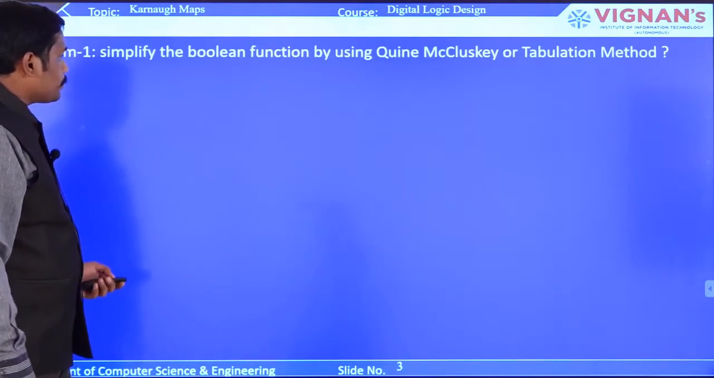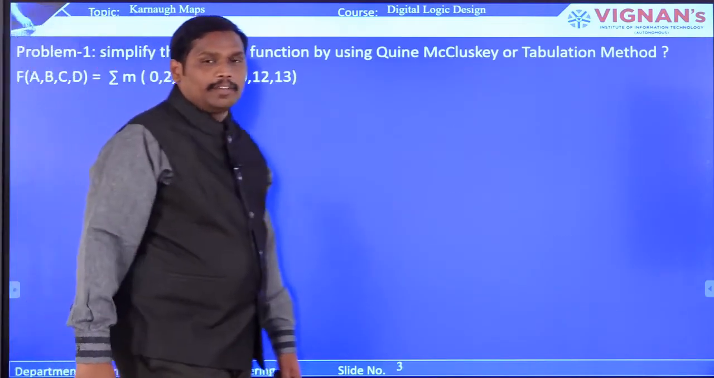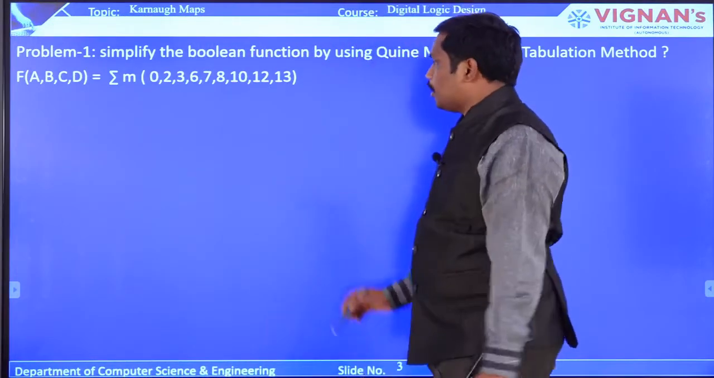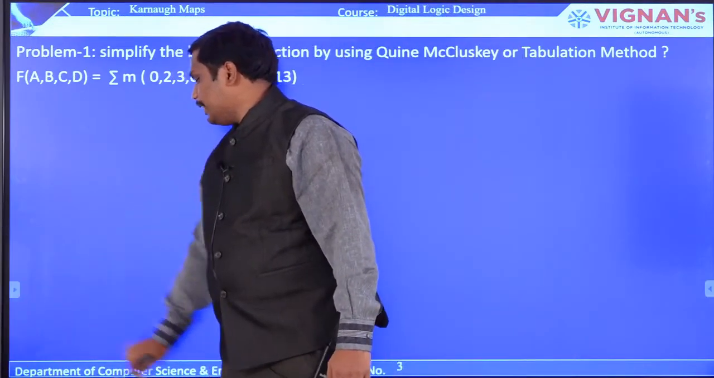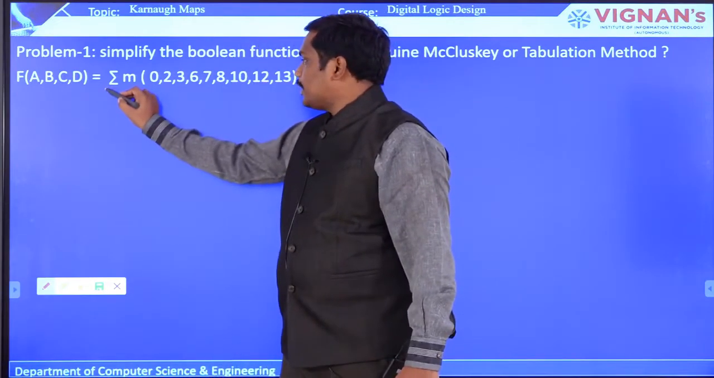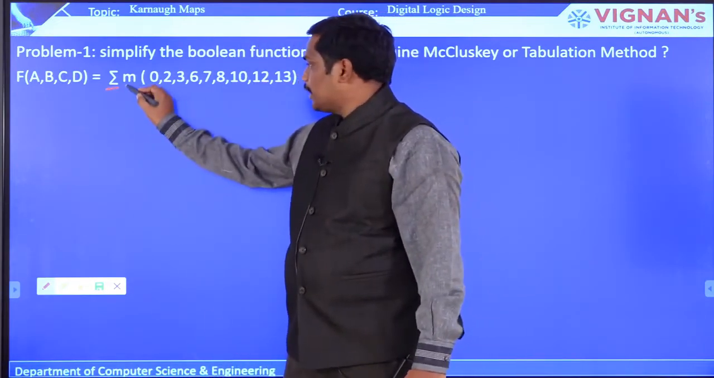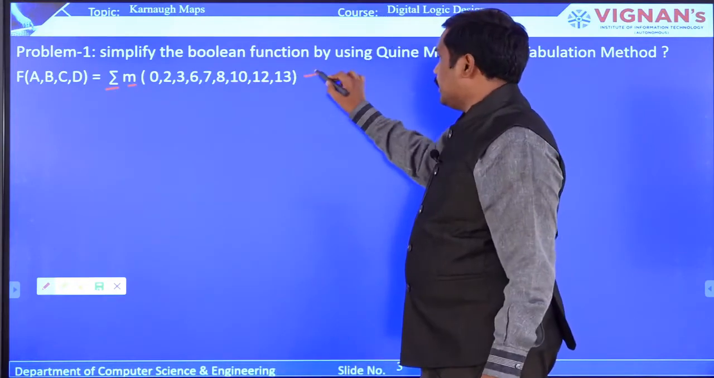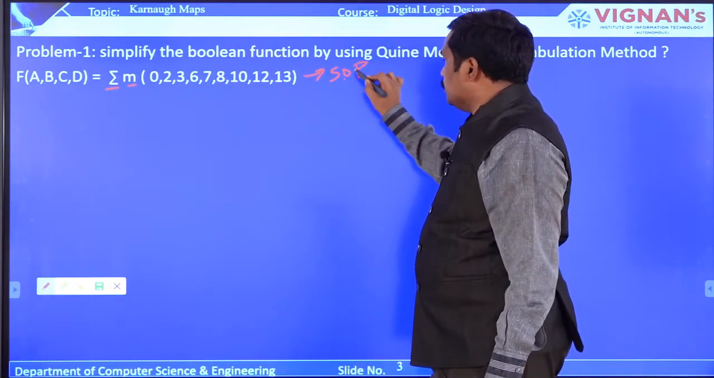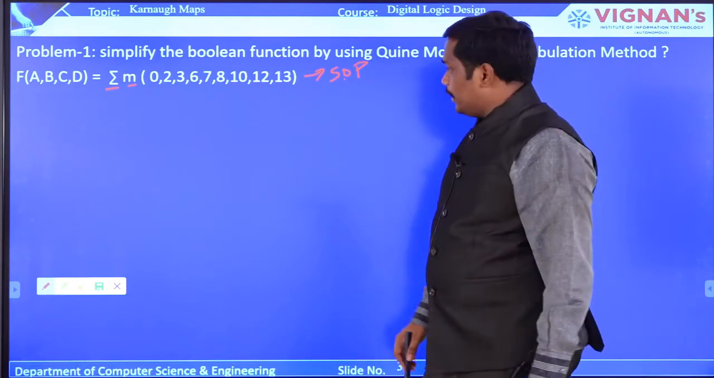So now the problem number 1. Here you can see that the question is given in min terms. This particular sigma or this particular small m represents that the question is in SOP form, that is sum of product form, right?